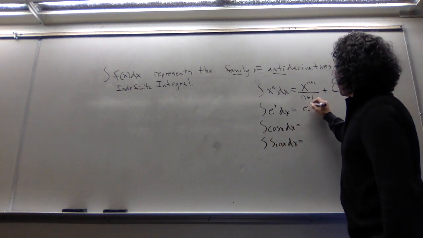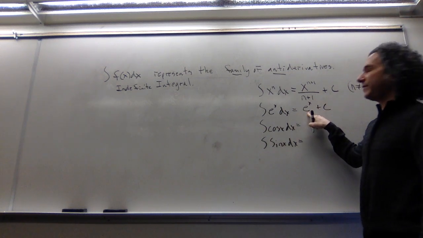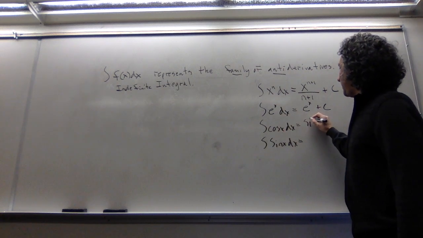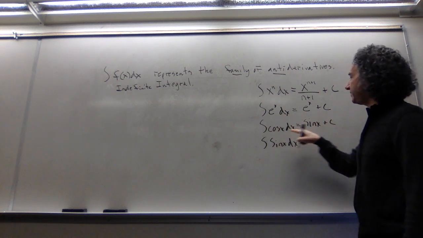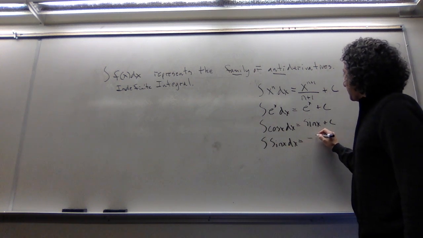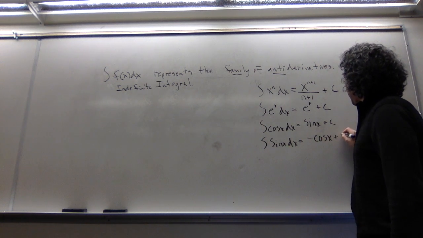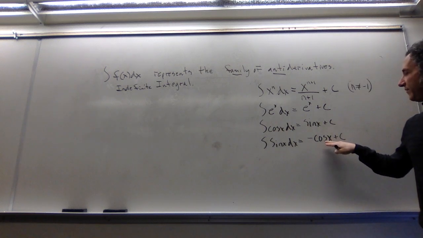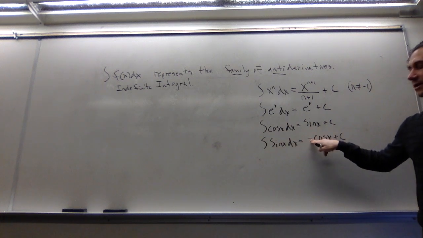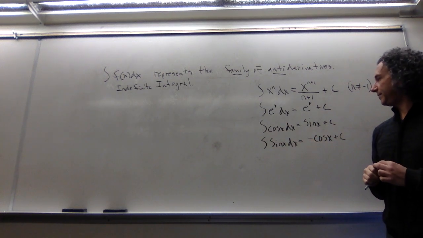Hopefully you said e to the x plus c, because the derivative of e to the x is e to the x. Hopefully you said sine of x plus c, because the derivative of sine of x is cosine of x. And hopefully you said negative cosine of x plus c, because the derivative of cosine of x is negative sine of x, so we need another negative there to cancel out the negative.